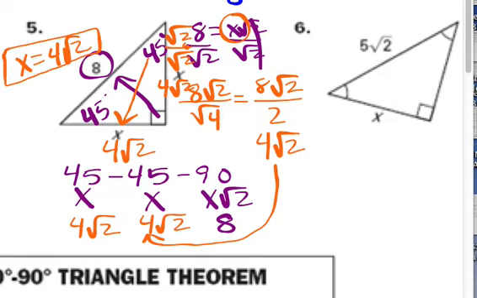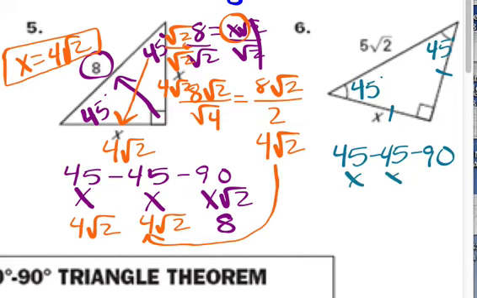Okay, on number 6, that one's easier actually. Again, I've got markings in my picture that tell me basically what this triangle is. It has angles marked as congruent, which means that the sides across from those angles are congruent. And so it's isosceles, and since it's isosceles, it's a 45, 45, 90 triangle. So again, I'm going to set up my table, and the rule, x, x, x root 2.